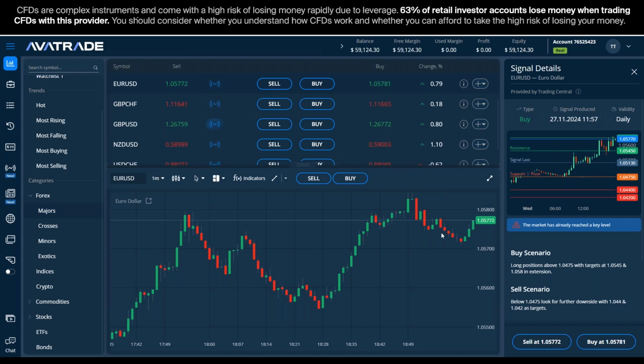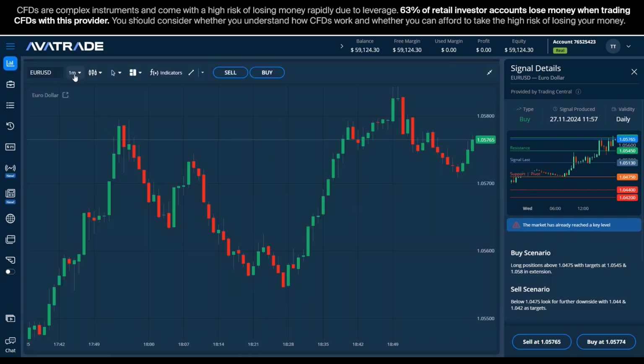Okay, so this buy signal, had you looked at it earlier today, worked out well. But now the question is, what's the next move? Because we know there was some data that might strengthen the USD today.